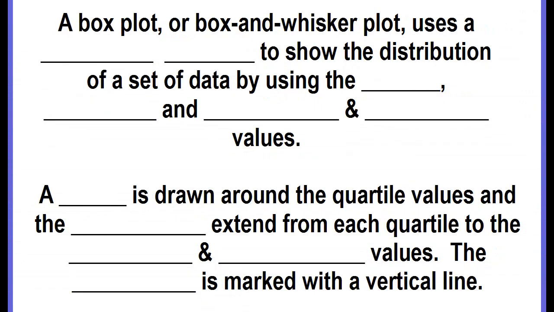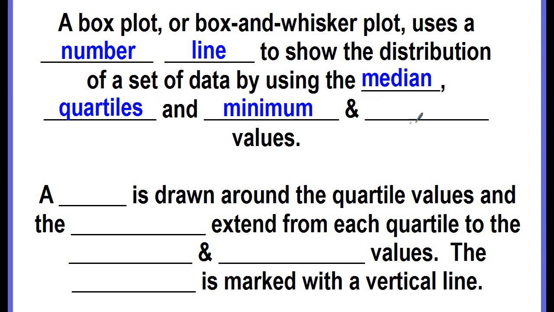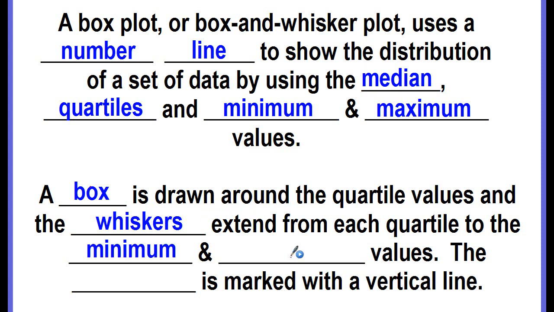Okay, so let's make a box plot. A box plot, or box and whisker plot, uses a number line to show the distribution of a set of data by using the median, the quartiles, and the minimum and maximum values. A box is drawn around the quartile values, and the whiskers extend from each quartile to the minimum and maximum values. The median is marked with a vertical line. So that sounds like a lot, but it's really pretty easy, and the best way is just to do one.